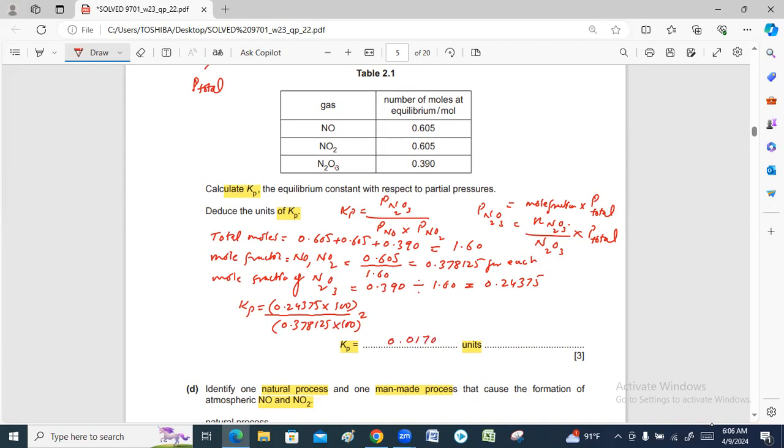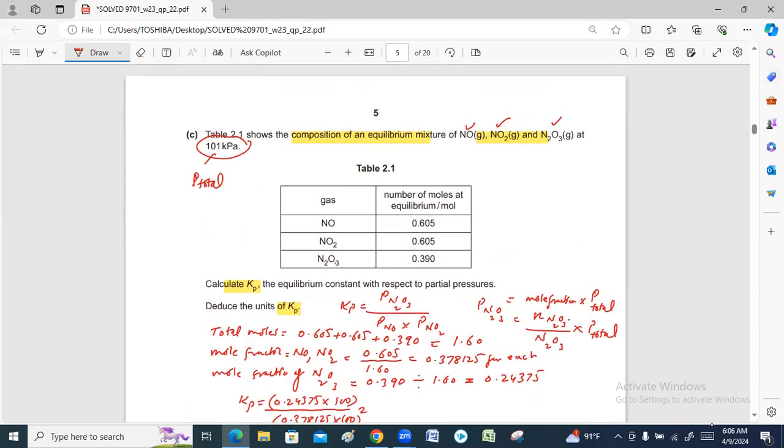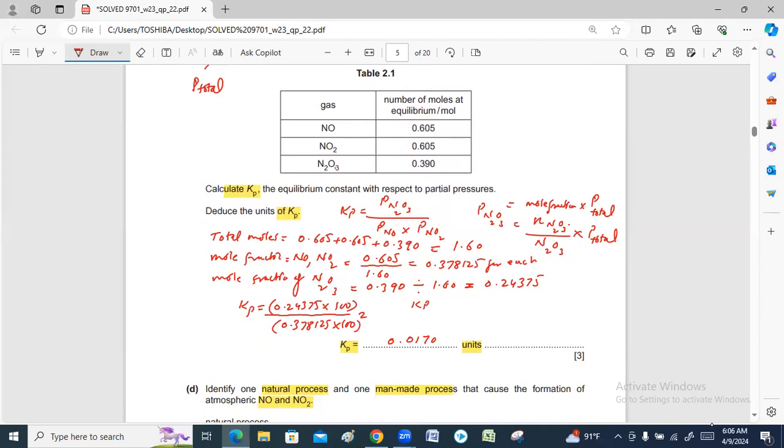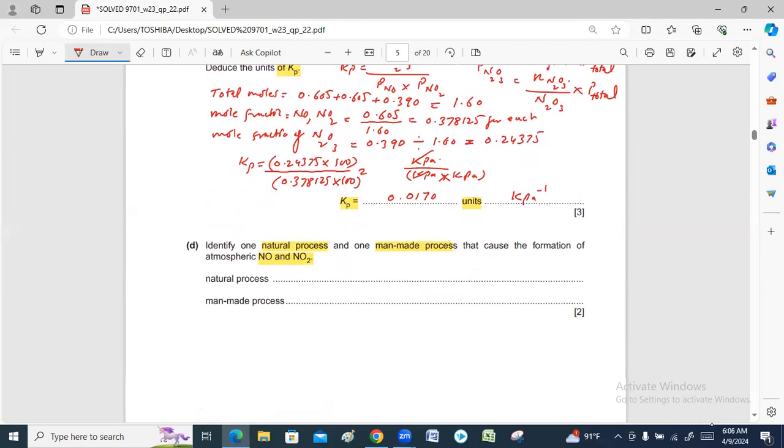0.0170. Now, look at the unit of the total pressure. We have to follow that unit, which is kPa. So kPa is the unit for N2O3, then kPa is the unit for both NO and NO2. So if we calculate the unit, we'll get kPa^-1. So this is the answer along with the unit. And this is the way to find out the partial pressure.